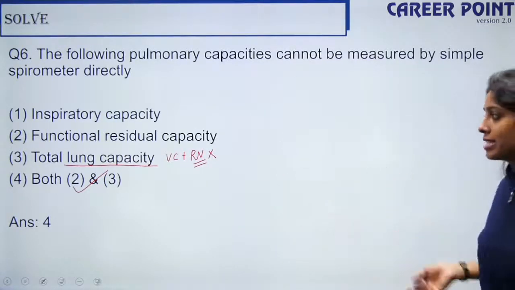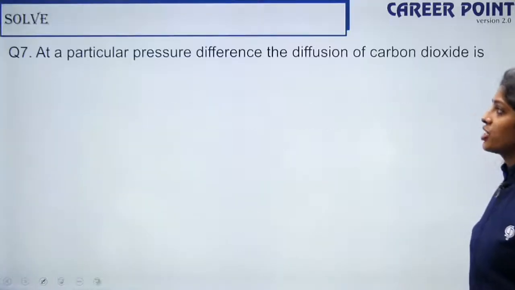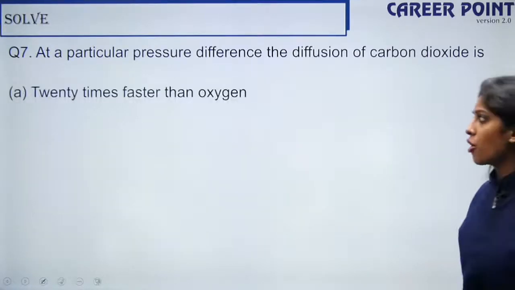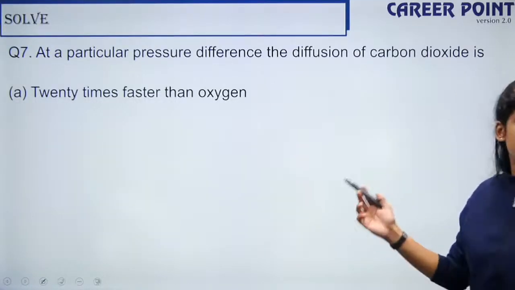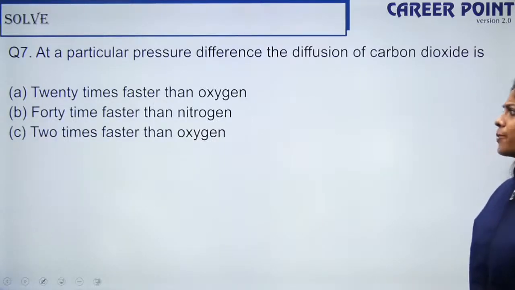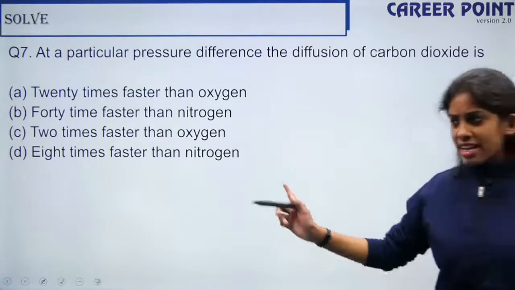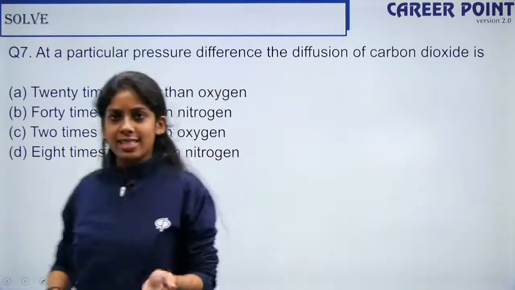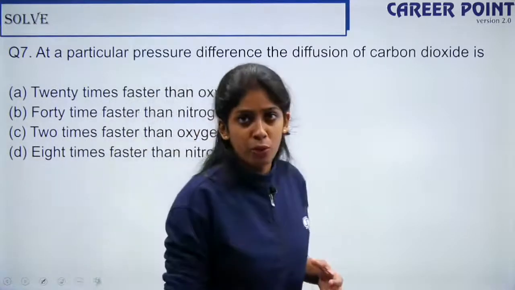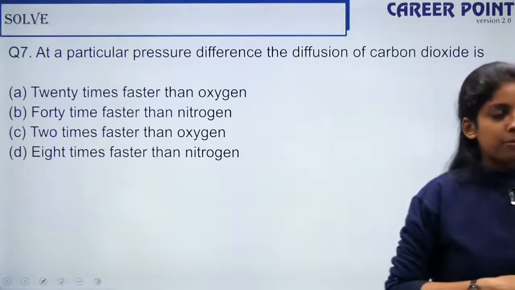Okay, Nishra? Please take a note of this question as well. Question 7. At a particular pressure difference, the diffusion of carbon dioxide is 20 times faster than oxygen, 40 times faster than nitrogen, 2 times faster than oxygen, or 8 times faster than nitrogen. I guess this is again a line from NCERT. What is the affinity of carbon dioxide to hemoglobin compared to the affinity of oxygen to hemoglobin? Yes, quick.